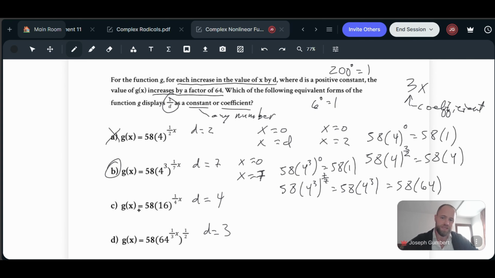Now, if we would have tested out C and D, we would have found that C only increases by a factor of 16. So that's not going to work. And D is only going to increase by a factor of 64 to the 1/2, so by a factor of 8, basically, because it's going to be the square root of 64.